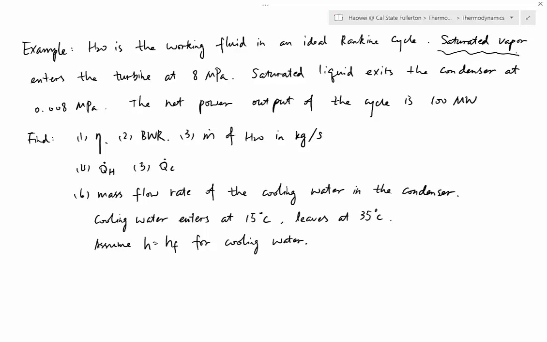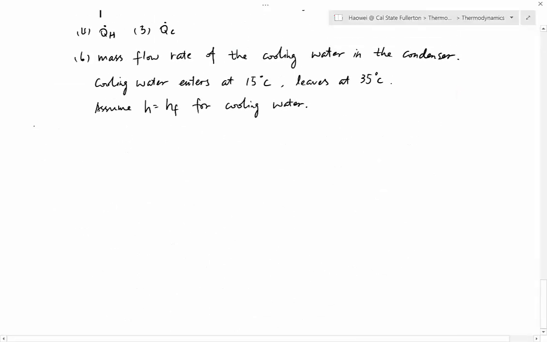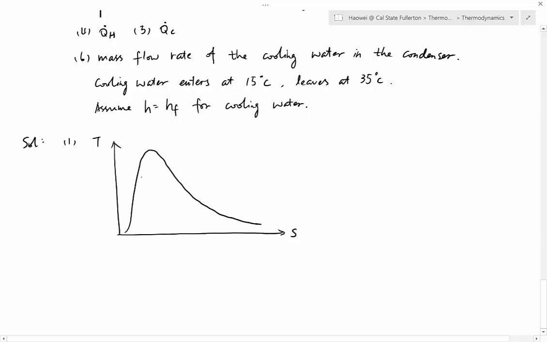Cooling water enters at 15 Celsius and leaves at 35 Celsius. We assume h is equal to hf for cooling water. Okay, so the first thing we will do is to sketch the diagram. We have a T versus s diagram. And now we sketch a vapor dome. Just like before, we sketch two constant pressure lines.